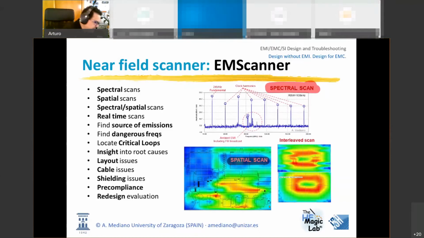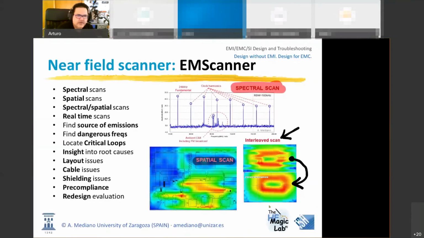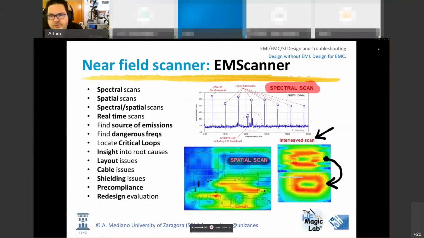I will present today the interleaved scan. The interleaved scan is a very easy technique to use the scanner in two different measurements to obtain a better resolution in your measurements. So the first scan is a very good clue, and you can work a lot with this image, and then we can go to the second image, where it is easier to identify the current. Let's go to the laboratory again.